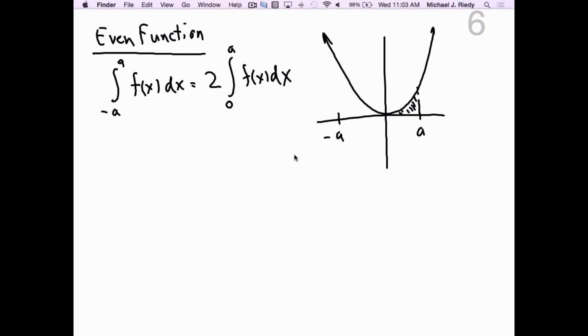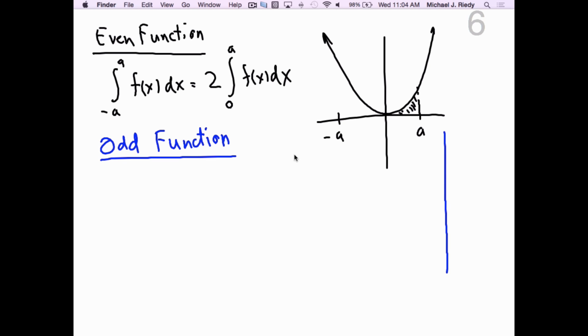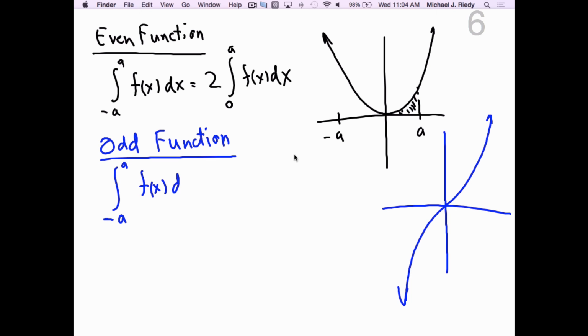What can you tell me about an odd function? About the origin. So an example of an odd function would be x cubed. I'll let you figure this one out on your own. What happens if I want to take the integral from negative a to a of that odd function? 0. It's 0.